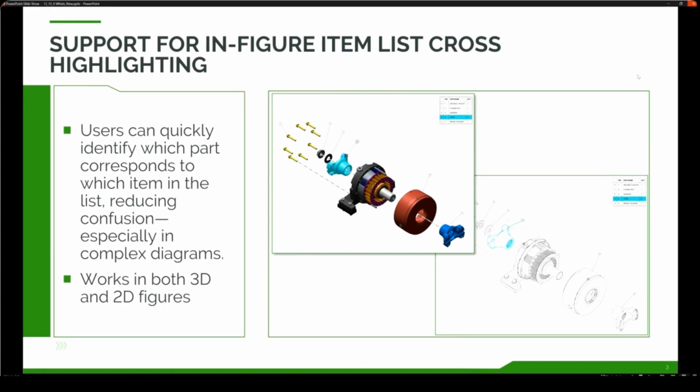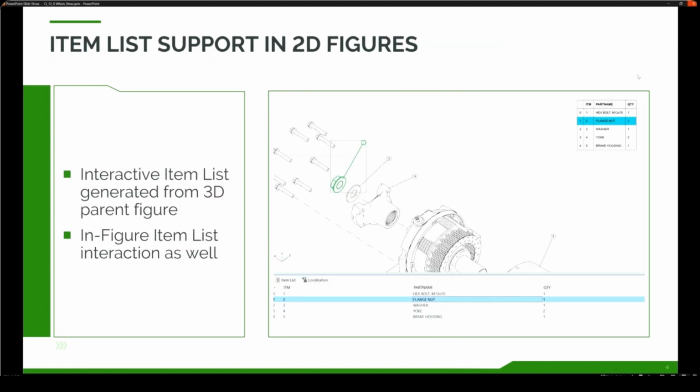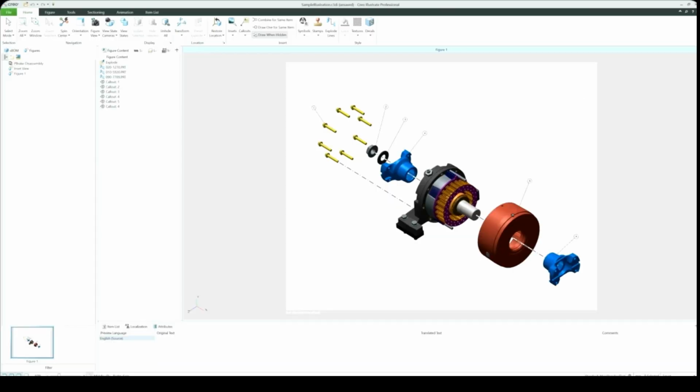I'm going to give a demo of this in just a second, but to go along with that, we have added the item list support in 2D figures. So this bottom panel item list that you're seeing across the bottom has now been added into 2D figures. It's still not possible just yet to create that item list in a 2D figure. That's something that we still need to add. But if you've converted a 3D figure over to 2D, that item list will now come along with it. And to show how these two features work, we're going to go ahead and jump into Creo Illustrate.